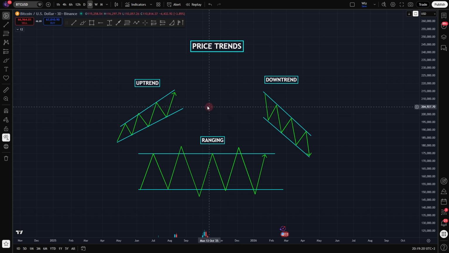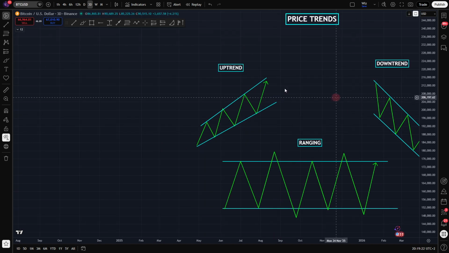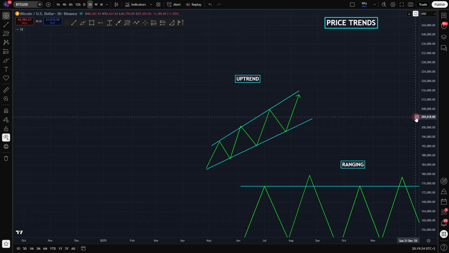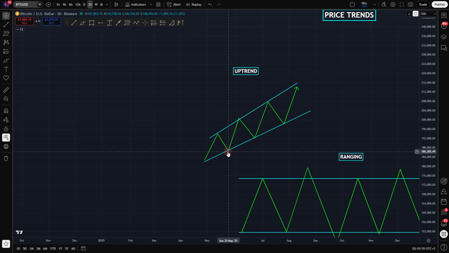I'm going to start with the uptrend. So the uptrend is when the price is generally moving higher. But here's the key: an uptrend is not just price going up randomly. It is defined by structure, specifically higher highs and higher lows.